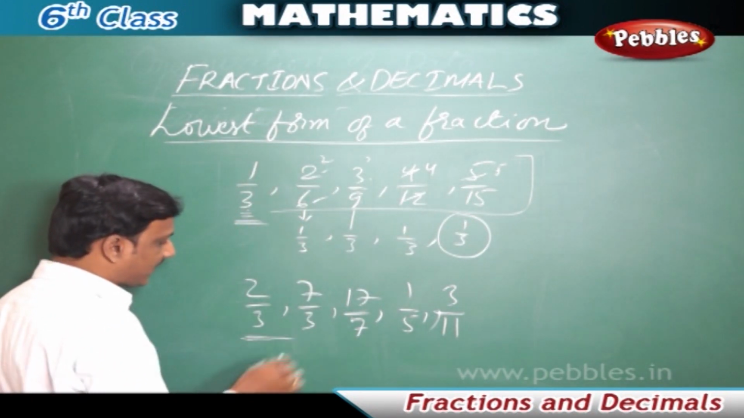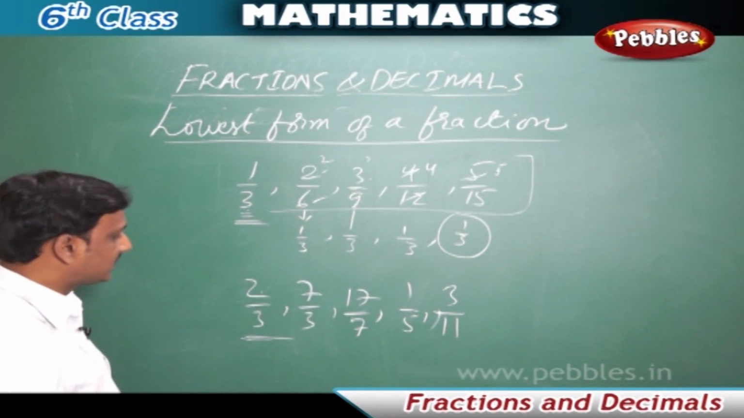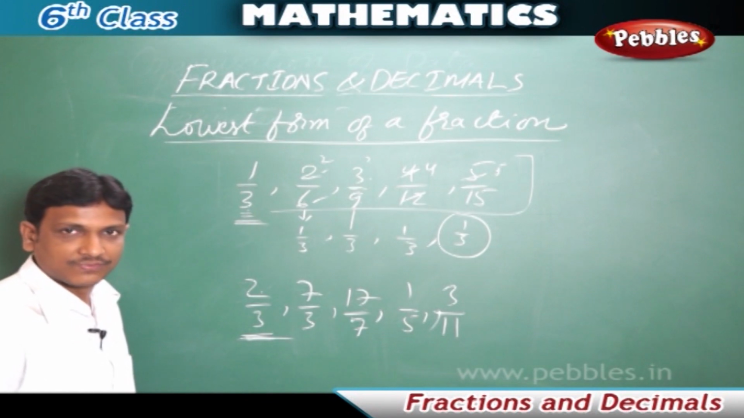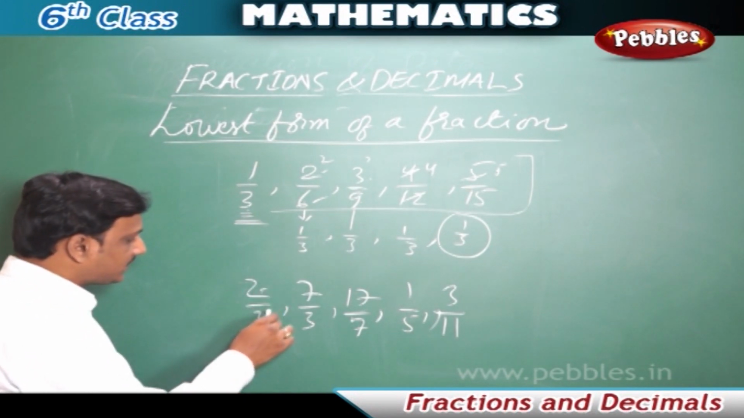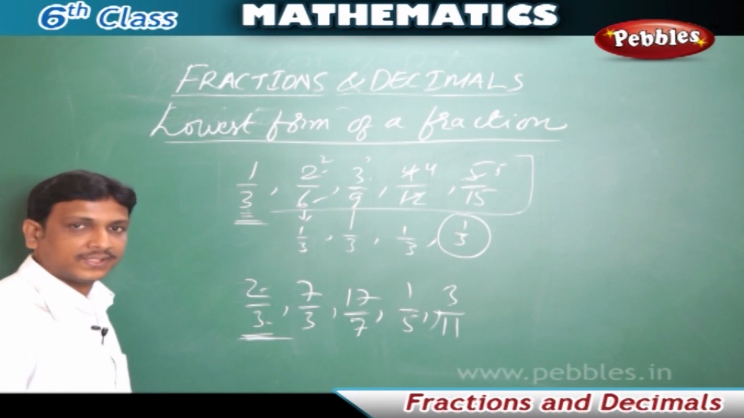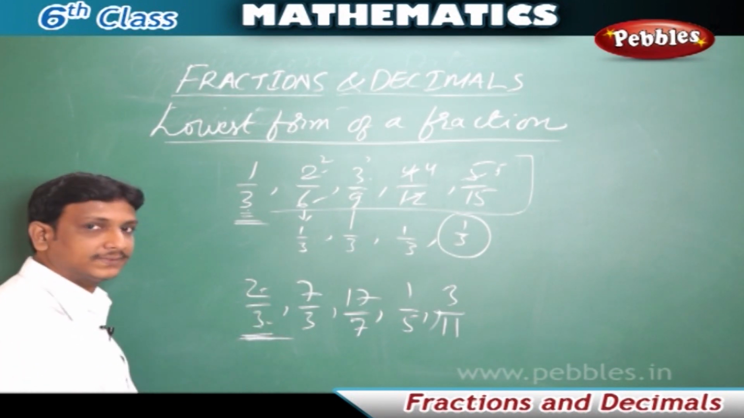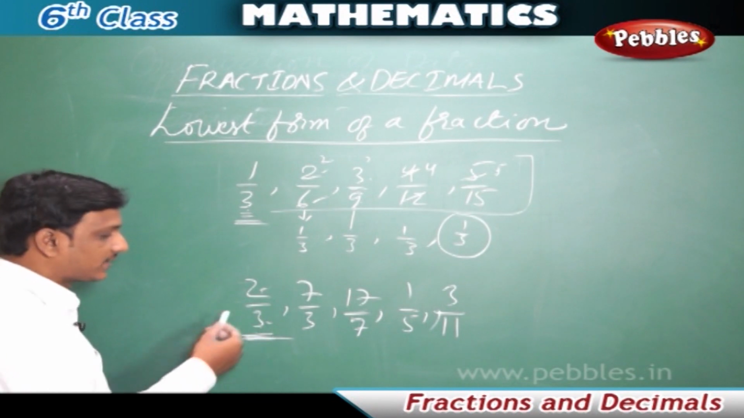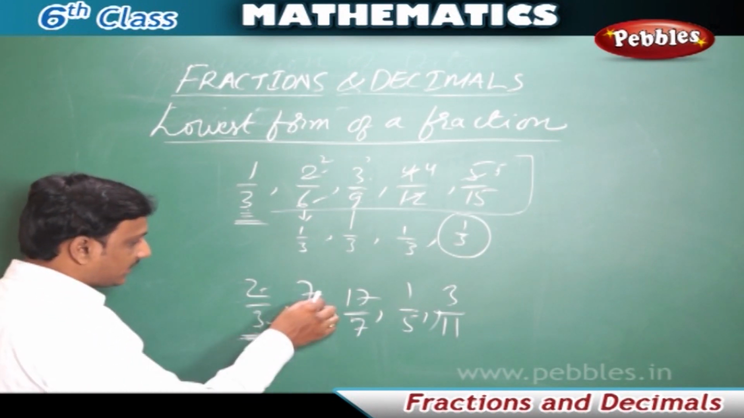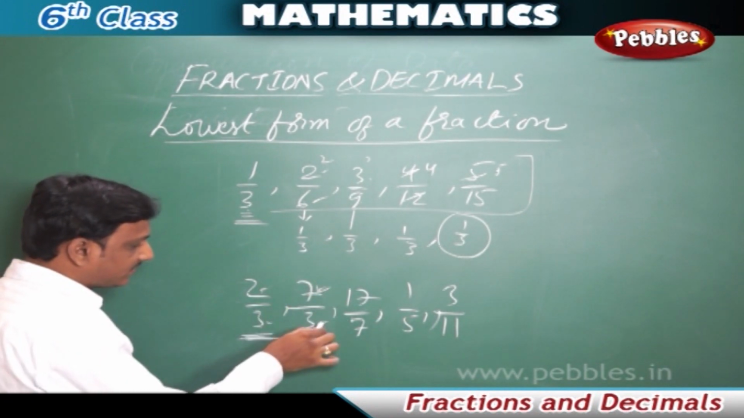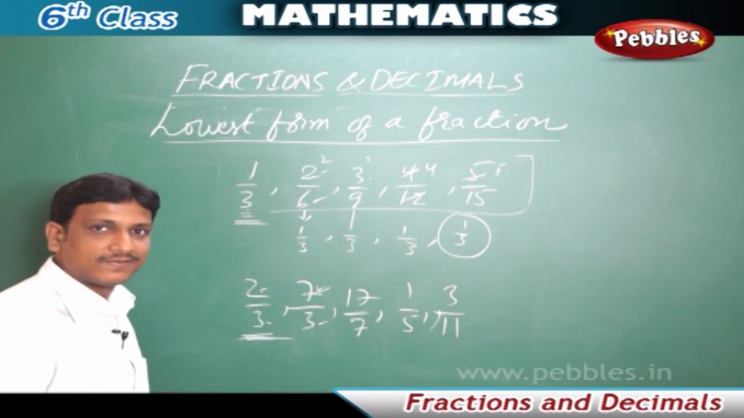But there are some fractions, see 2 by 3, this is the lowest form. This does not have any other simpler form because the numerator and denominator are not divisible by any common number. So they don't have any common factor. So 2 by 3 does not have any common factor. Even 7 by 3, in this 7 and 3 do not have any common factor.